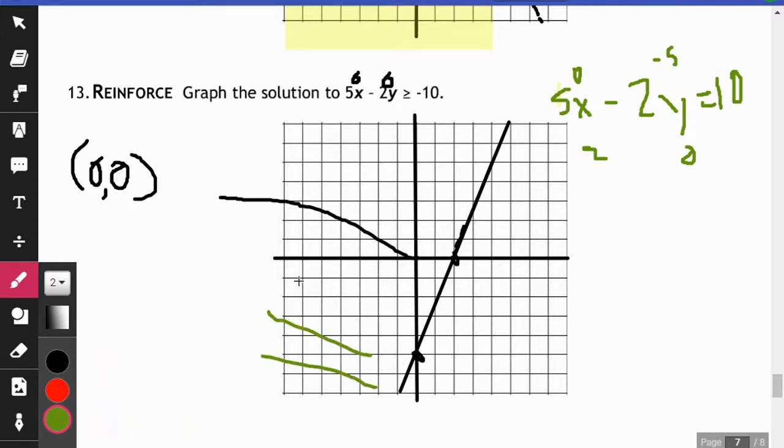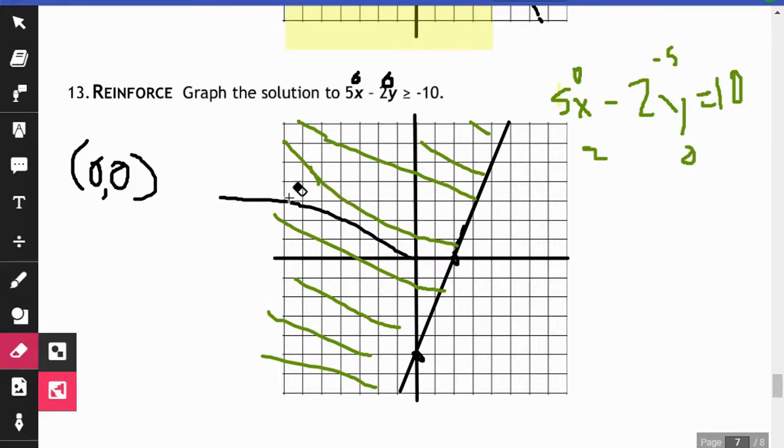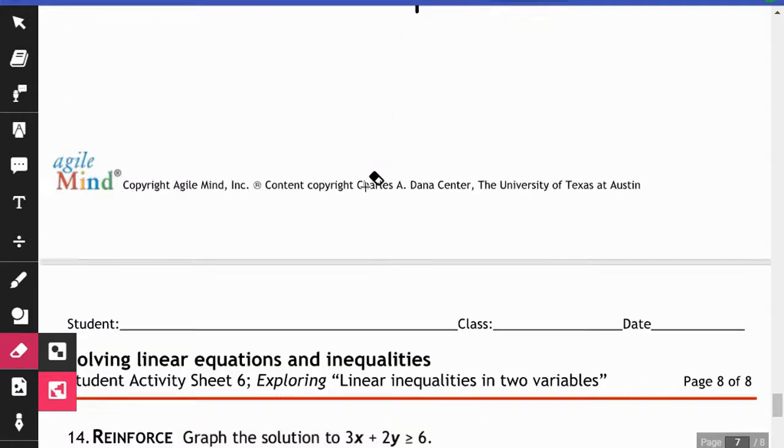So this is the side. No matter what point I pick on this side, I can pick any point at all, ever, anywhere over here, and the two numbers, if I plug them in, it'll be greater than negative 10. And that's the trick. Okay. I think I'm almost done.